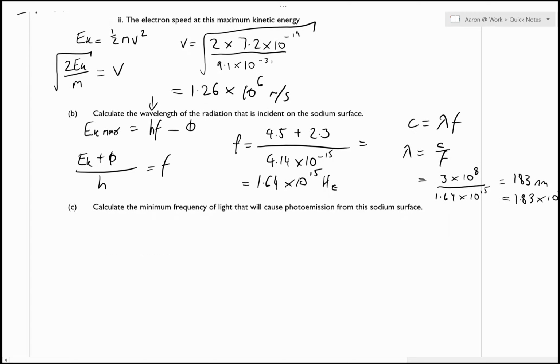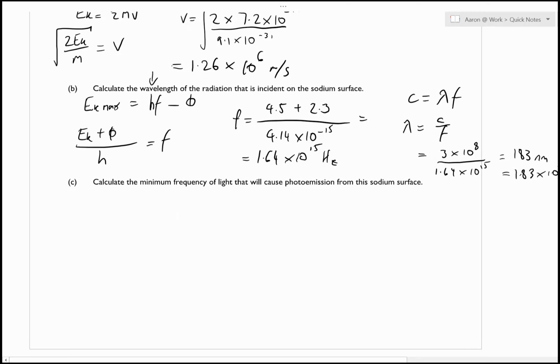So we have the wavelength of the radiation. Now we need the minimum frequency of light that will cause the emission. Our minimum frequency is our threshold frequency. Remember, our work function is the minimum energy to remove an electron. This is actually the easiest part of this question. Our work function is equal to h f naught, where f naught is our threshold frequency, h is Planck's constant, and phi is our work function. So again, we rearrange: f naught equals phi on h.